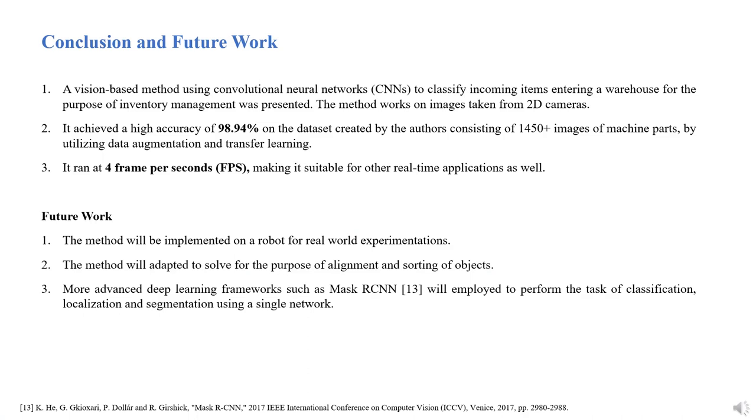In conclusion, the paper presented a vision-based method using convolutional neural networks to classify items for the purpose of inventory management in warehouses. The method worked on images taken from 2D cameras. It achieved a high accuracy of 98.94% on the dataset created by the authors, consisting of 1,450 plus images of machine parts, by utilizing data augmentation and transfer learning. It ran at 4 frames per second, making it suitable for other real-time applications as well.